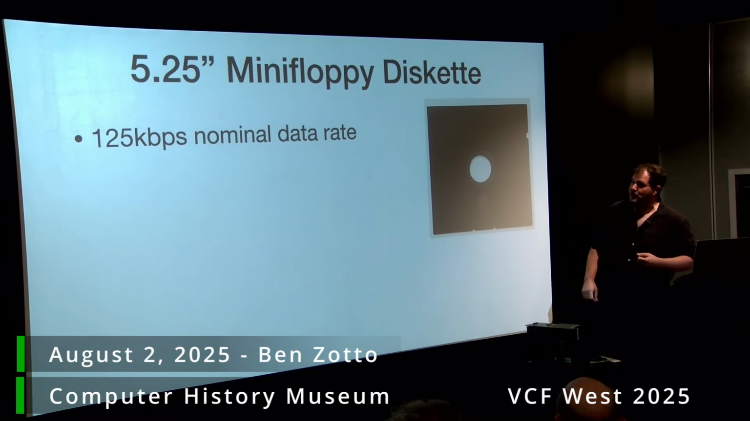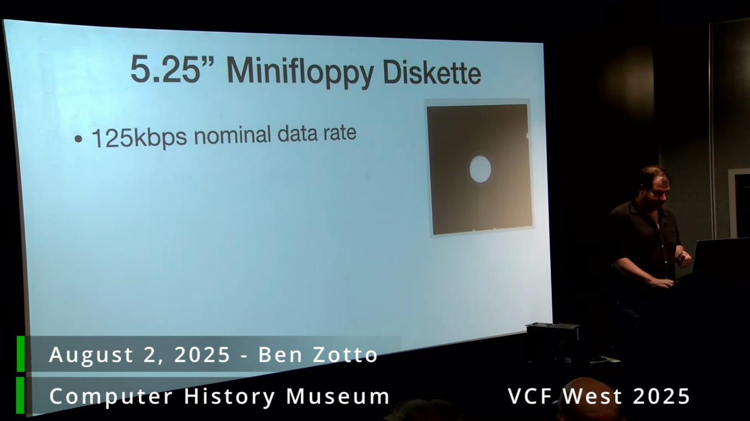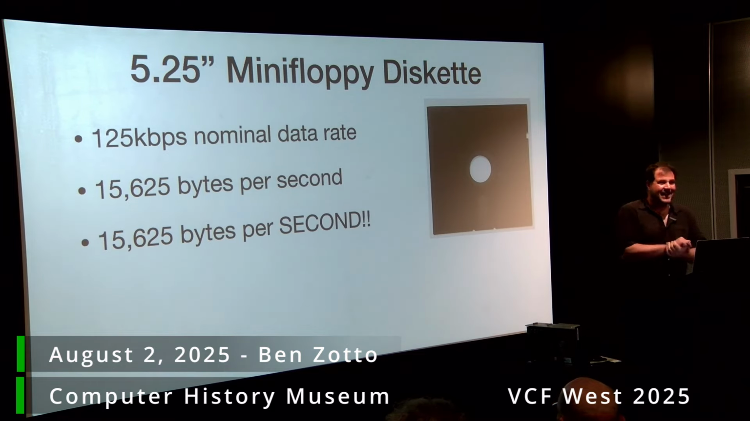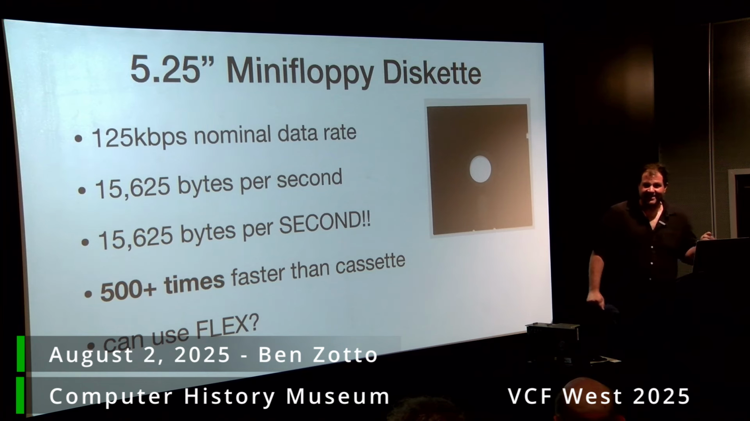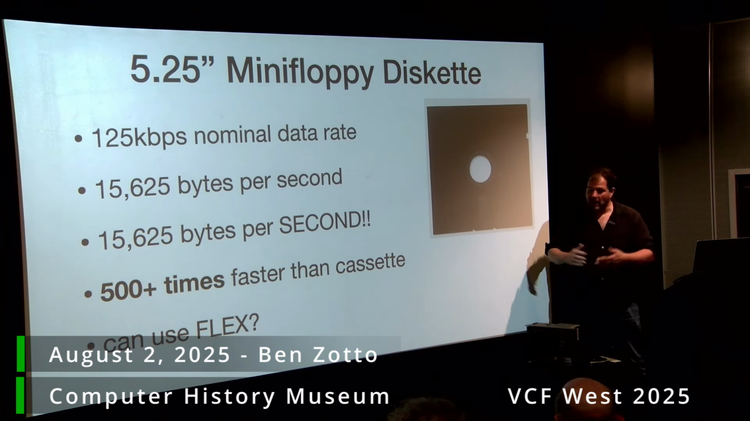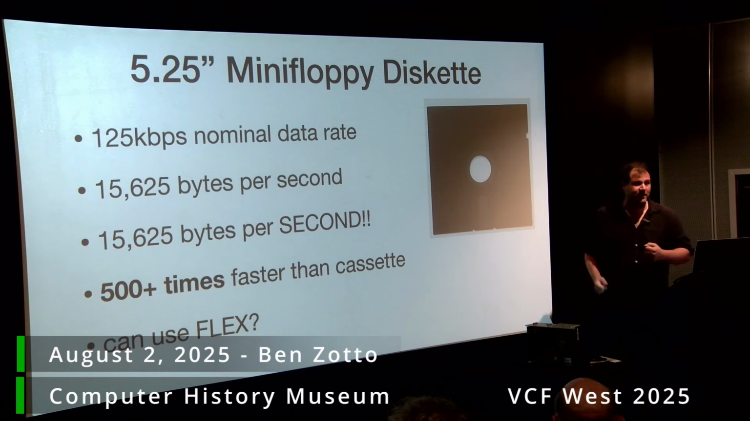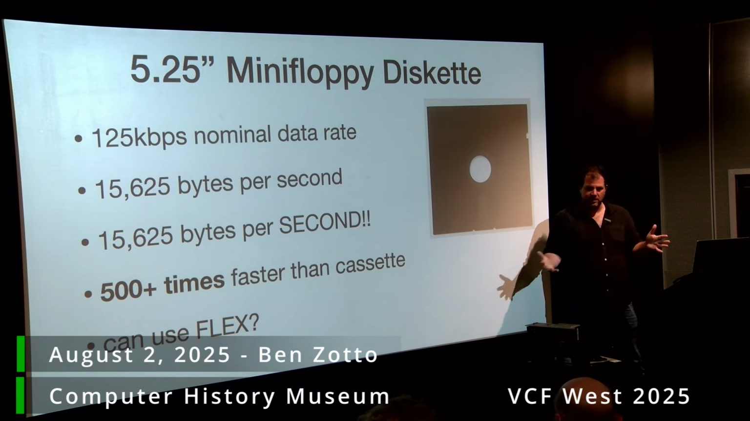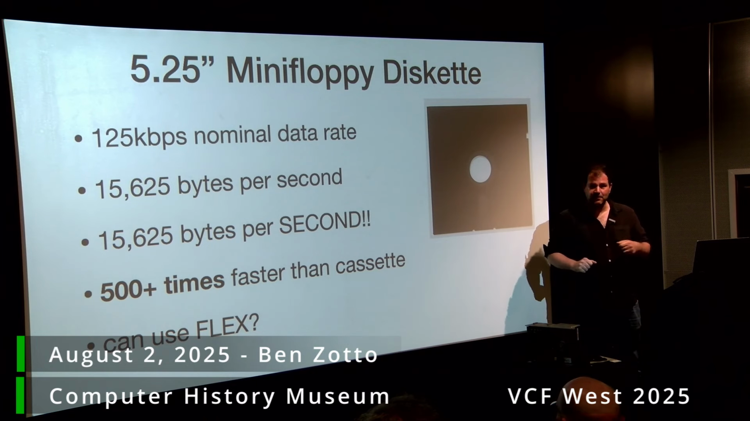These have a 125 kilobit per second nominal data rate. That is 15,625 bytes per second. That's more than 500 times faster than the cassette. And so as a hobbyist, I think, maybe I can use Flex on it. Flex is a CP/M-like standard operating system that showed up for the Motorola 6800 machines and some of the later variants. It was not around during the era that the Sphere was around, so it's anachronistic for that system. But if you could get a disk running, maybe you could get this operating system running, and wouldn't that be cool?